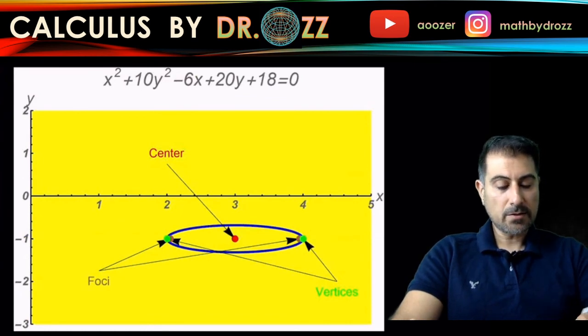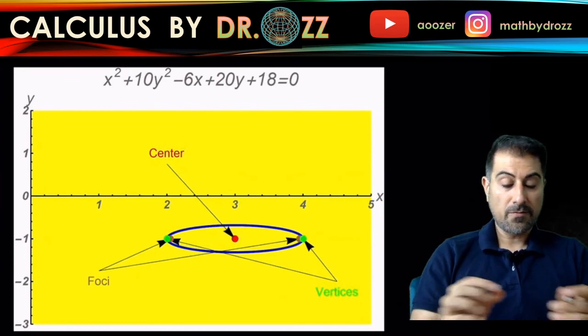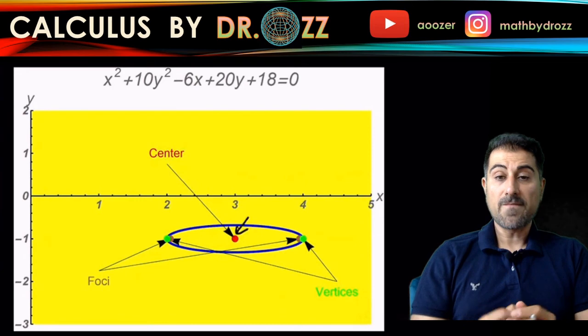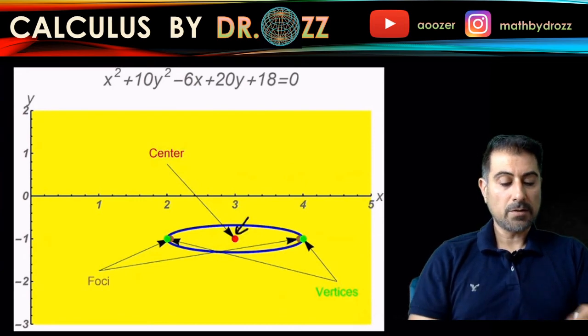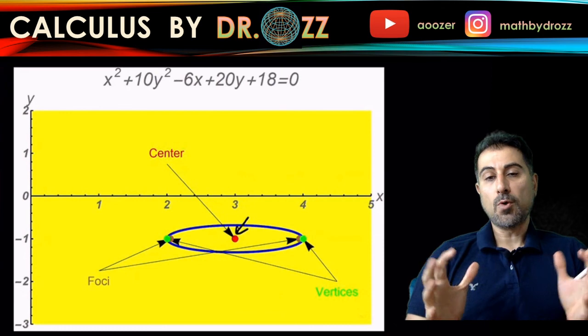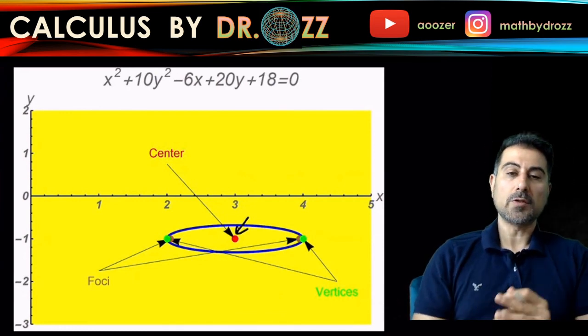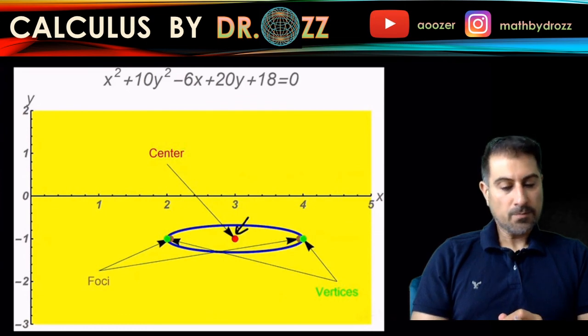We have the center located here, right? And then the foci and vertices are very close to each other. See the brown and green points over there? That means that c is very close to 1. And when c is smaller, the ellipse turns out to be more circular. Okay, so I think that's all at this point.